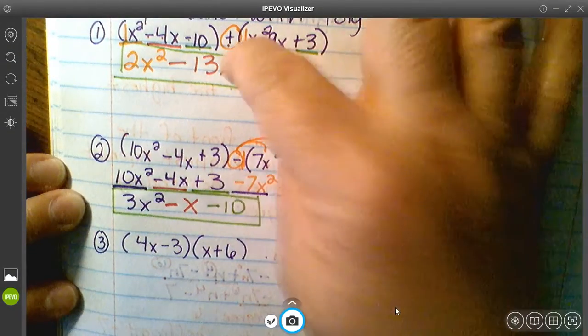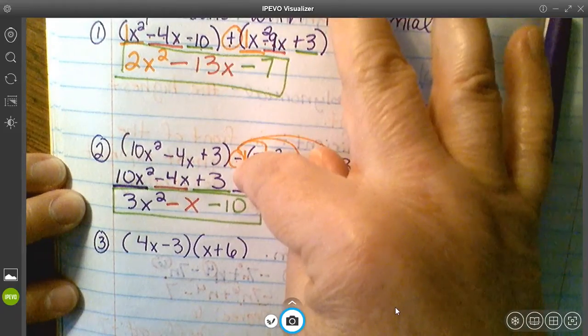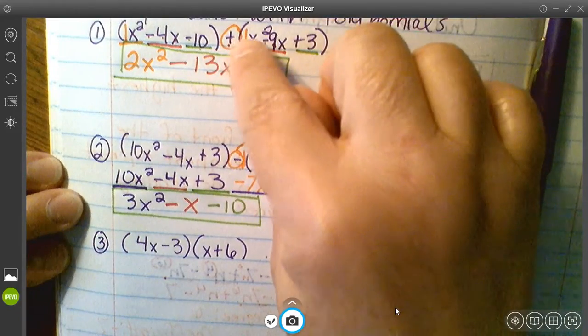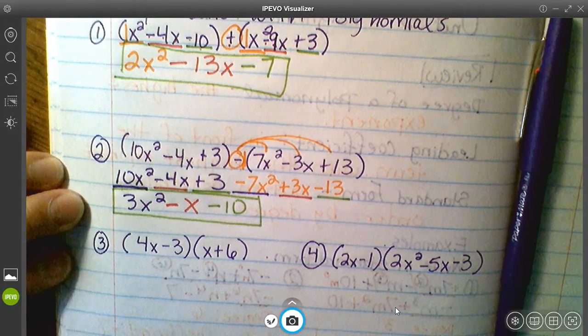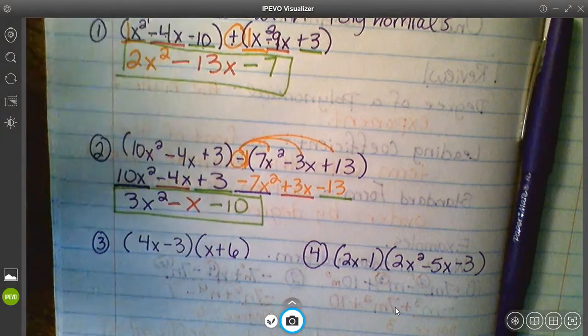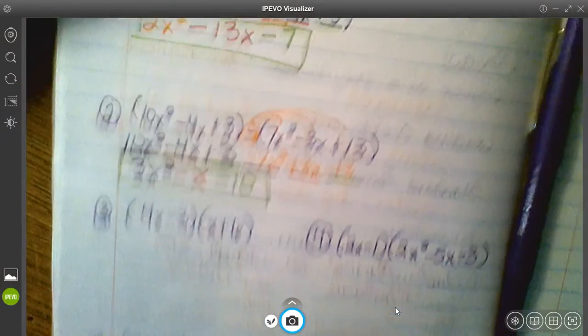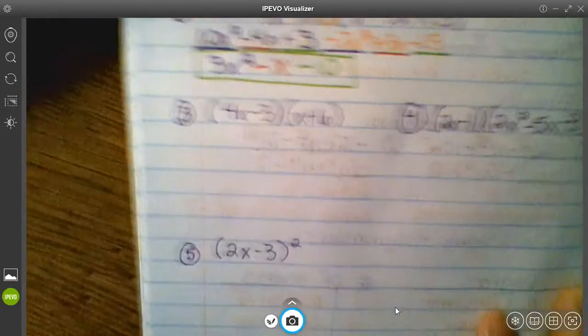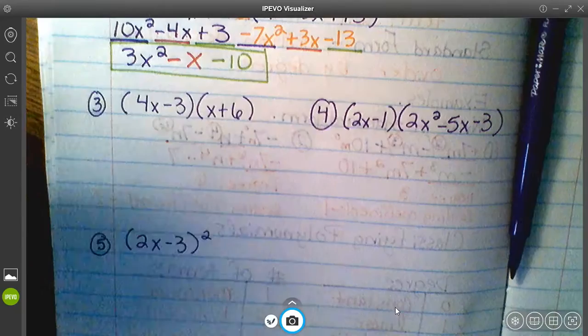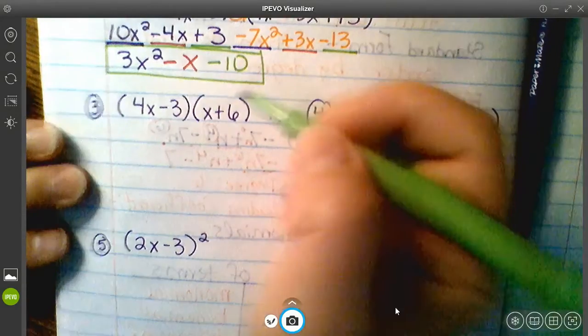Now be careful and look for these signs, because in the past I have had students who just pretend like those signs aren't there or overlook them and they multiply everything. So be careful and add when you're supposed to add, subtract when you're supposed to subtract, and then these are the ones where you would actually multiply.